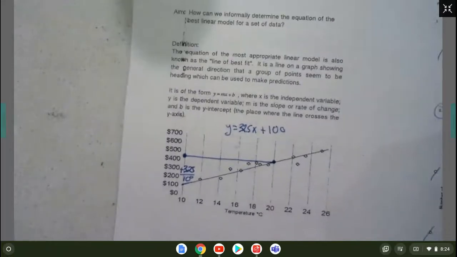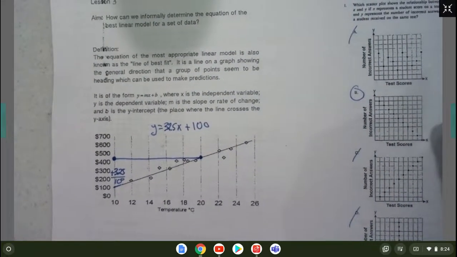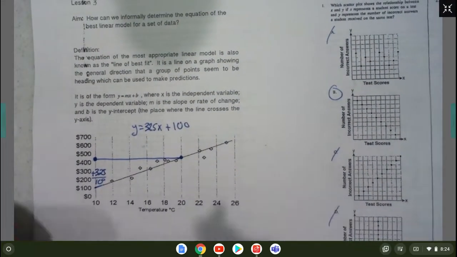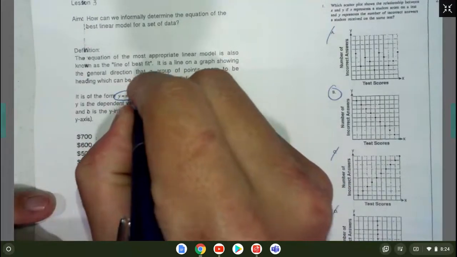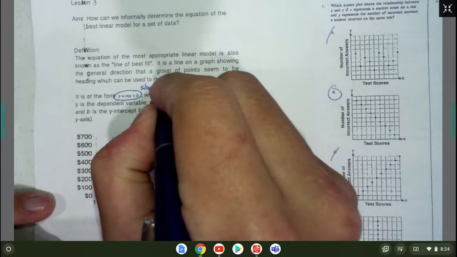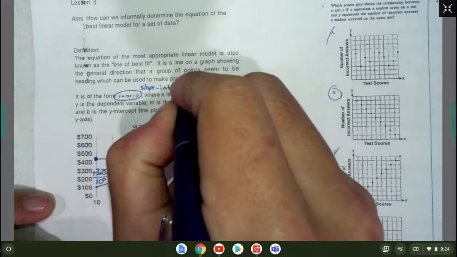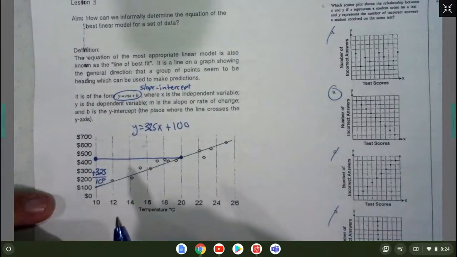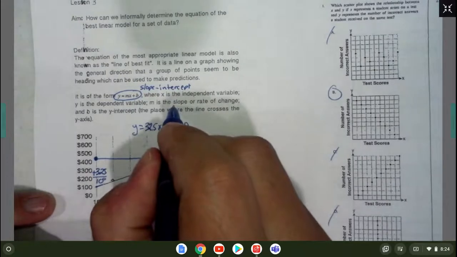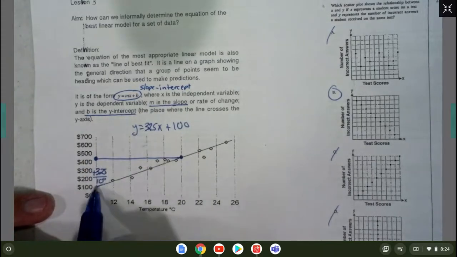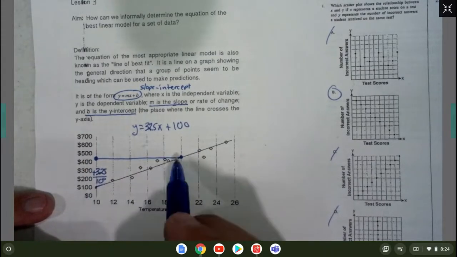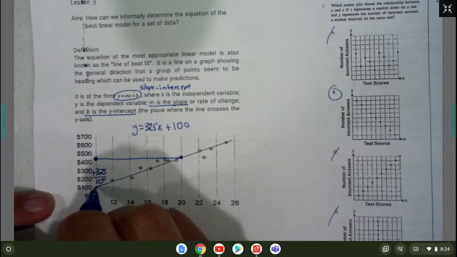So then on our next page, we started talking about the equation for that line of best fit. We talked about how we're using slope intercept form, y equals mx plus b. We call that slope intercept form because m is the slope and b is the y-intercept. So we use the y-intercept, where it crosses the y-axis, and the slope, the rate of change. So we also drew in this slope triangle.